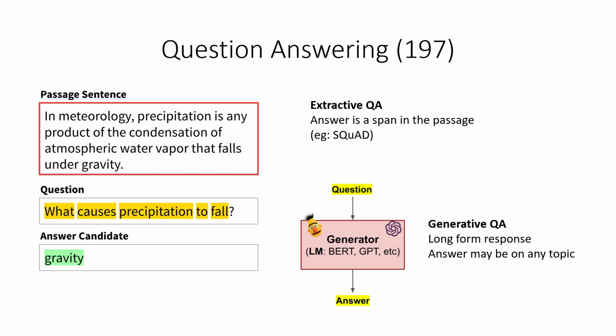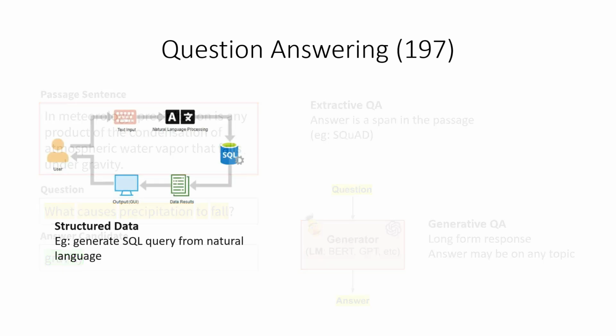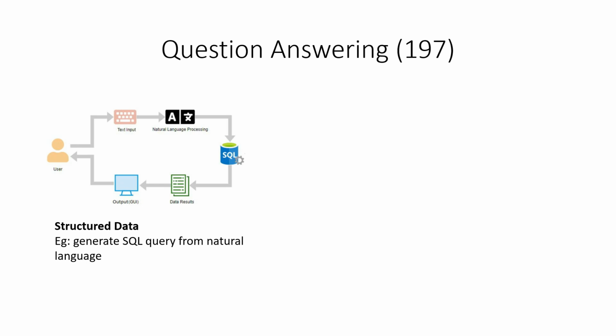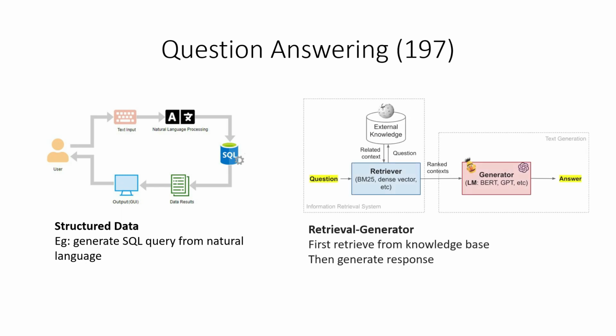Here, the model takes in a question and generates an answer, and the answer can be much longer and can be on any topic. Question answering systems may also involve structured data. For example, if your data is stored in a SQL database, then a good approach might be to convert your question into a SQL query and then generate a natural language response from the results of that SQL query. Finally, the structured and unstructured methods may be combined together in a hybrid approach.